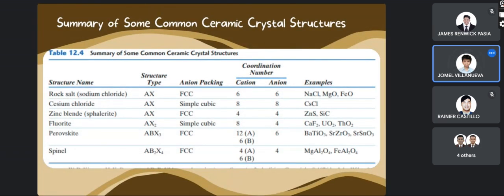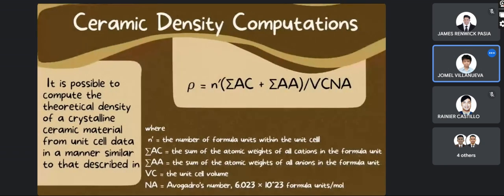So, when we look at the table summarizing these crystal structures, we can see the key attributes like coordination numbers, type of ions, and common examples. So we'll be moving on to our problem solving. Now, we proceed to problem solving.